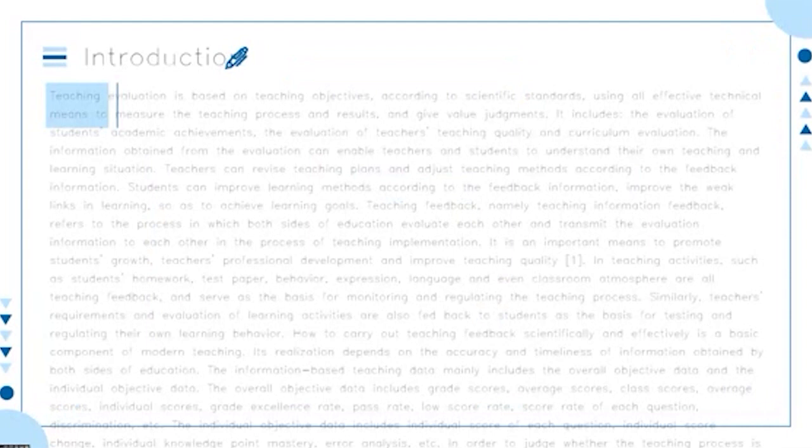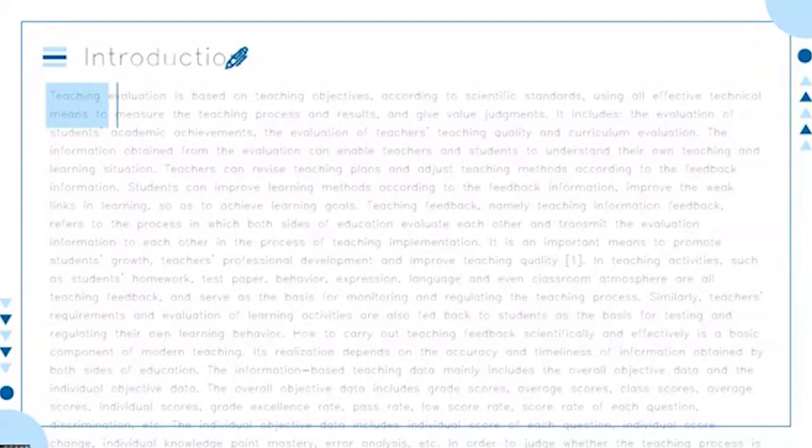Teaching evaluation is based on teaching objectives according to scientific standards, using all effective technology means to measure the teaching process and results, and give value judgment. It includes the evaluation of students' academic achievements, the evaluation of teaching quality, the curriculum evaluation, and the information obtained from the evaluation can enable teachers and students to understand their own teaching and learning situation.